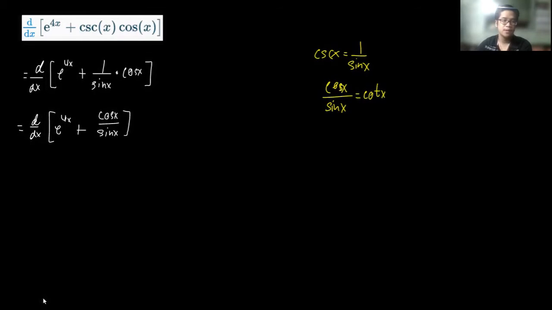There you go. So in this case, I can substitute this, particularly cosine x over sine x, as cotangent x.